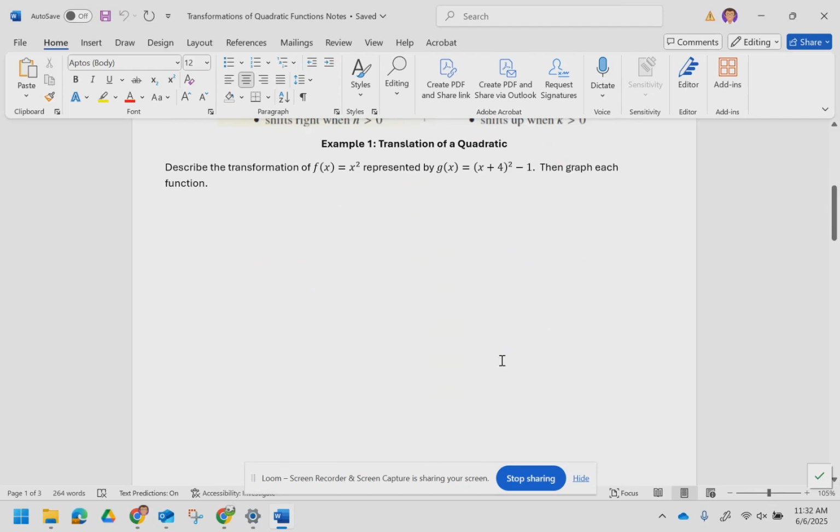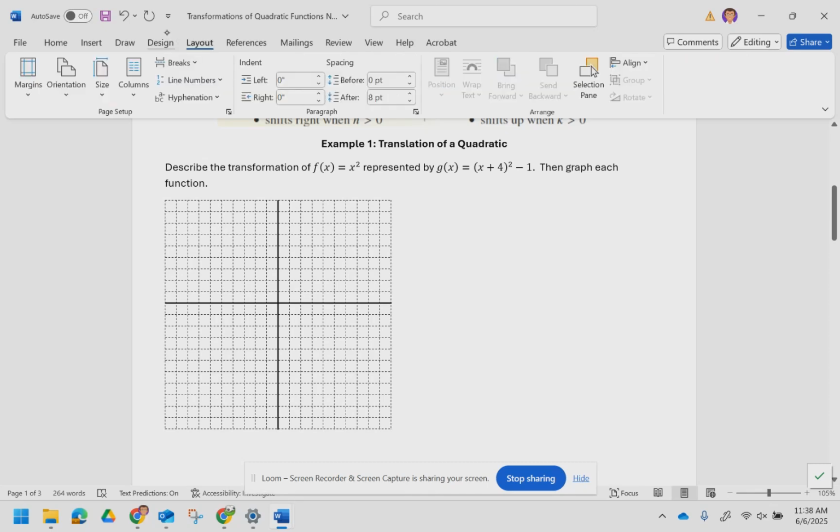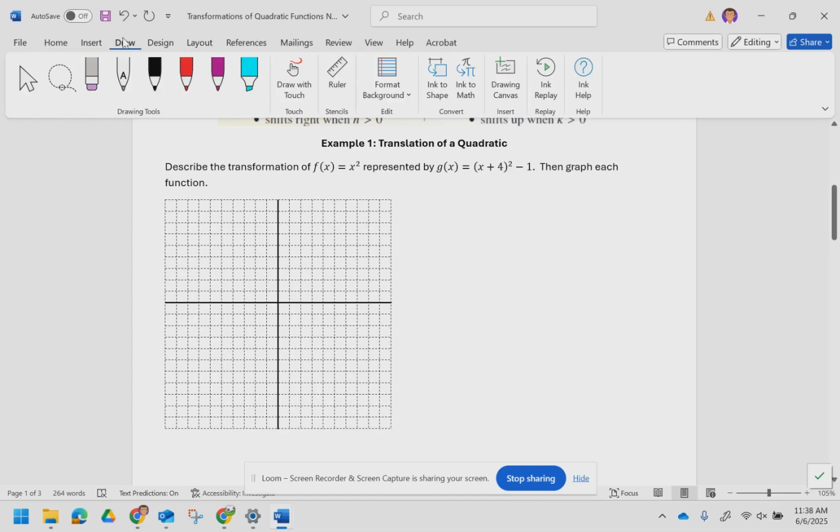All right, so this one wants us to describe the transformation of f of x squared represented by g of x. So we are going to graph f of x is equal to x squared, and its transformation that is represented by g of x, where we got the quantity of x plus 4 squared minus 1. And then we're going to graph each. So let's first look at each of those.